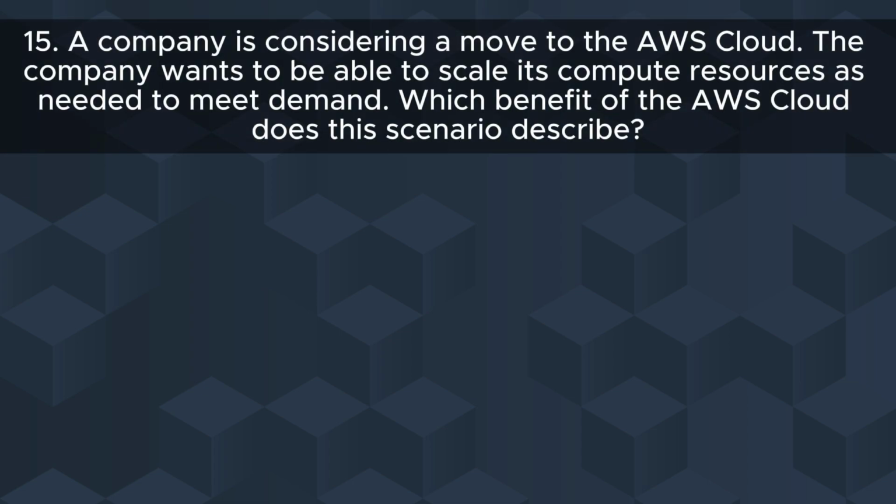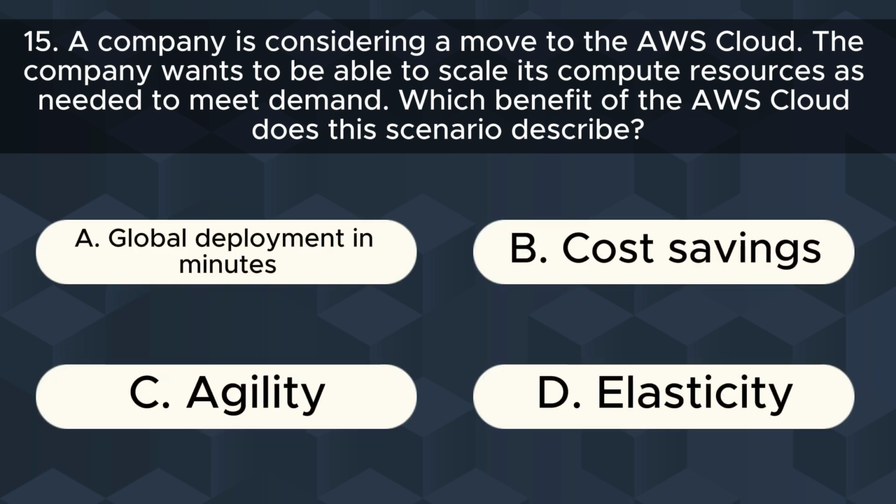A company is considering a move to the AWS cloud. The company wants to be able to scale its compute resources as needed to meet demand. Which benefit of the AWS cloud does this scenario describe? The answer is D. Elasticity. Elasticity refers to the ability to automatically scale compute resources up or down based on demand, allowing companies to efficiently manage their workloads and resources as needed.